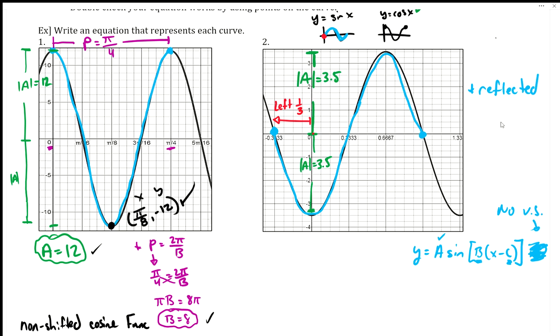Okay, so let's start getting some of this information down. We've got left 1/3, which I'm going to box. We have our A value, so we mark the amplitude, but we also said, oh, it's reflected. Double star that. So that means that A is negative 3.5.